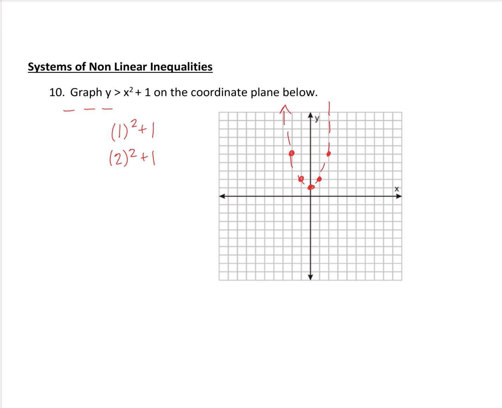Now remember, it says y is greater than x squared. Well, greater than means everything that is above the line, and everything above the line occurs inside of it.